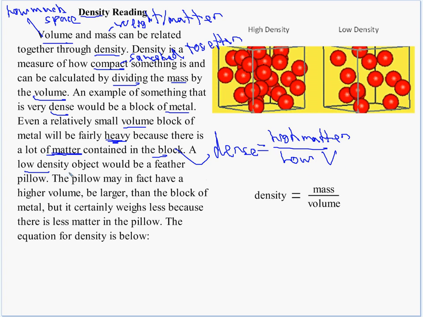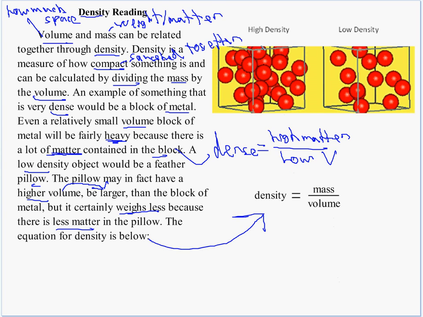A low density object would be a feather pillow. That'd be nice. Wish I had a feather pillow. The pillow may in fact have a higher volume, so that means it would be larger than the block of metal, but it certainly weighs less because there's less matter in the pillow. So the equation for density is below, but it's right here. So density equals mass divided by volume.